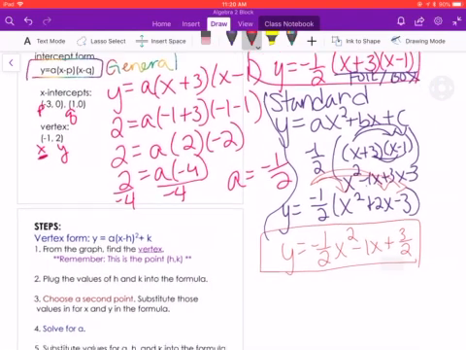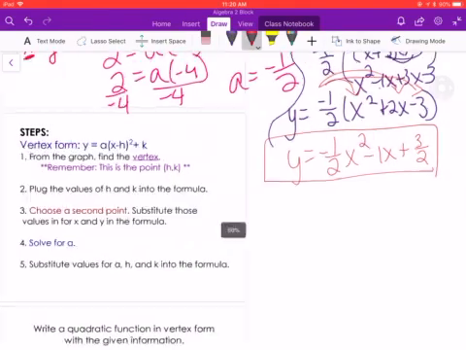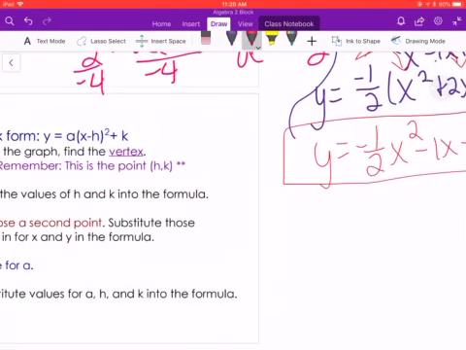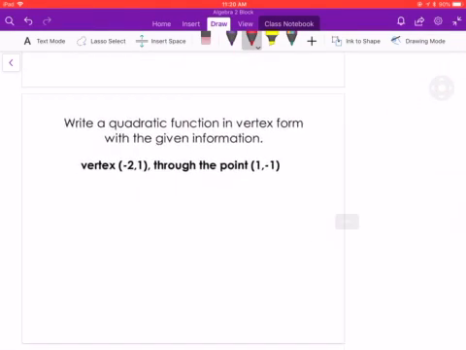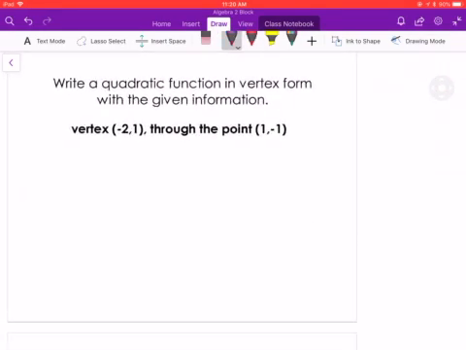Okay, now we're going to do vertex form too. So in vertex form, you need to get the vertex from the graph. Then you plug that in for your H, K. Then you need to find another point, x and y, just like we did in the last one, to solve for A. And then substitute back in A, H, and K back into the equation to write the answer. So here's an example. Vertex, that's going to be my H, K. Another point's going to be my x, y.